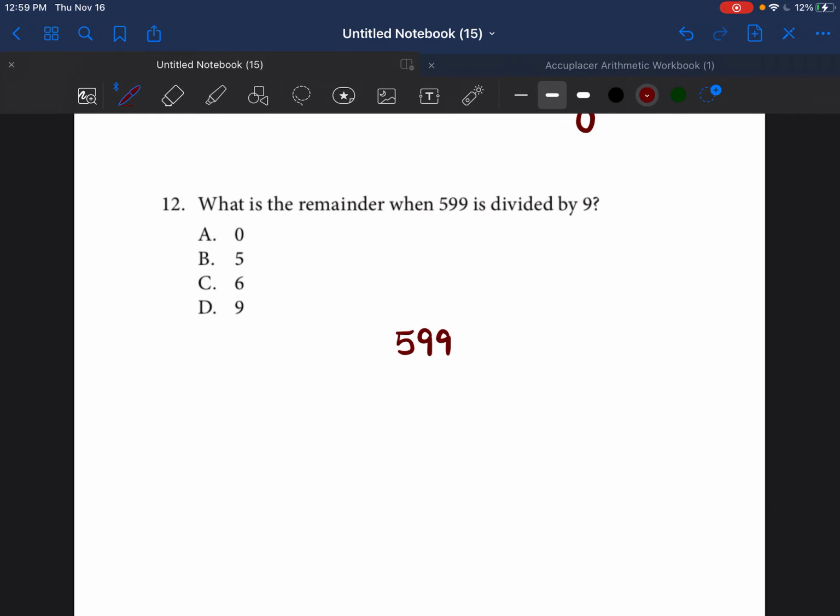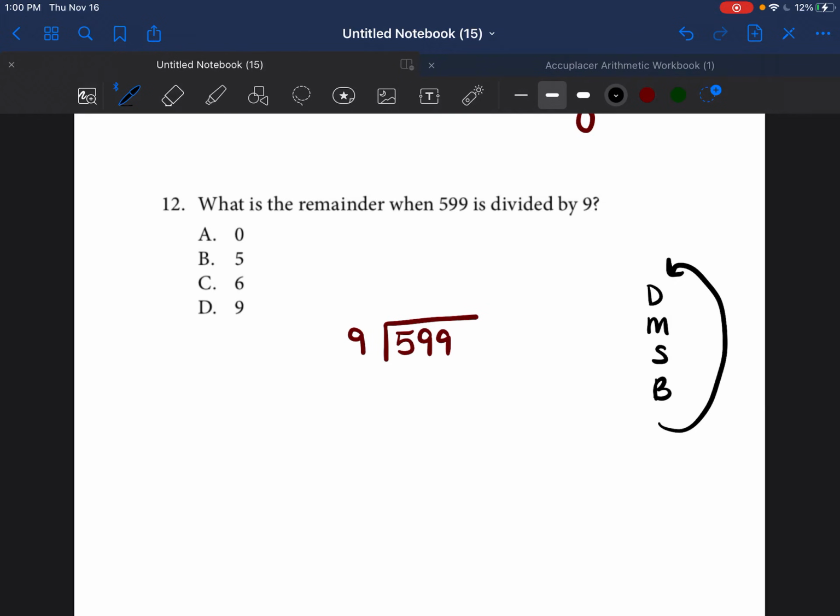So 599 is going to be divided by 9. So again, you're going to say divide, multiply, subtract, bring down. Repeat if necessary. Okay, so how many times does 9 go into 59? Some people don't like 9 times tables, and I totally get where you're coming from, but let's go ahead and see. So 9 times 5 is 45.